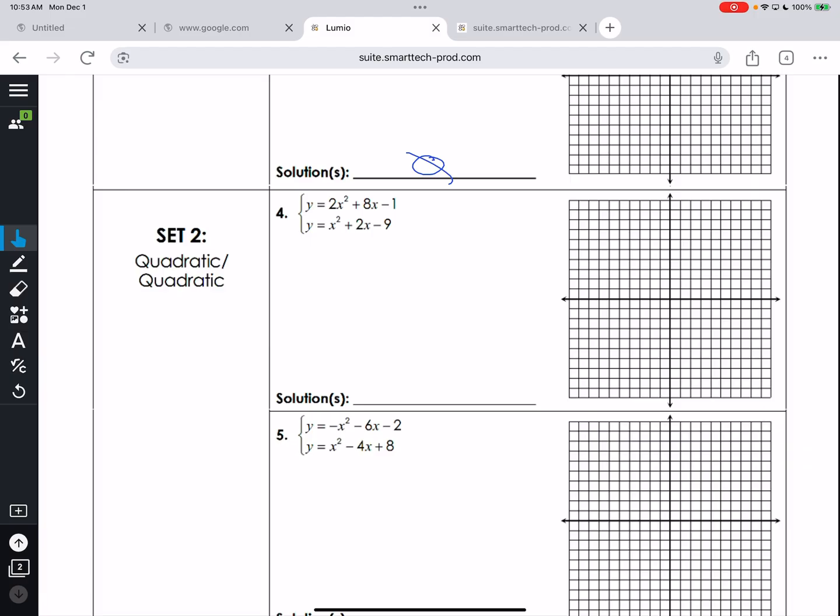Take off with number 4. Both of these are quadratic. So that means you've got to find the vertex of both, graph both, and figure out where they intersect: either once, twice, or none, and go from there. So the top one, what would be your axis of symmetry? Or what's your vertex? We'll go there. -8 over 4, so -2. So we start off with -2.